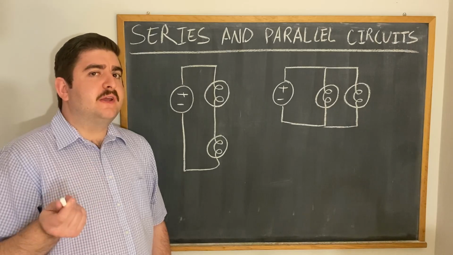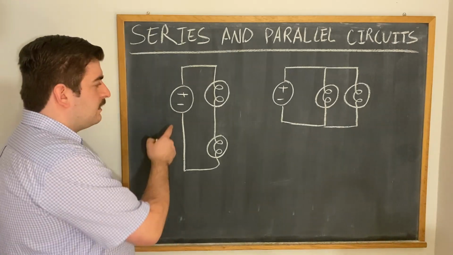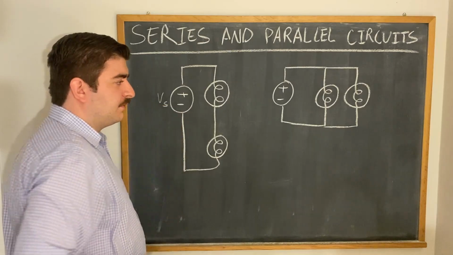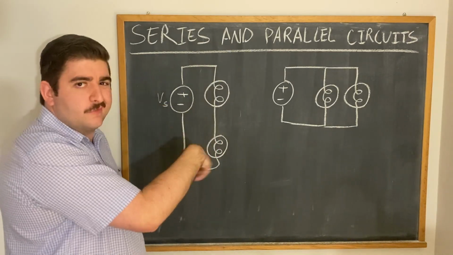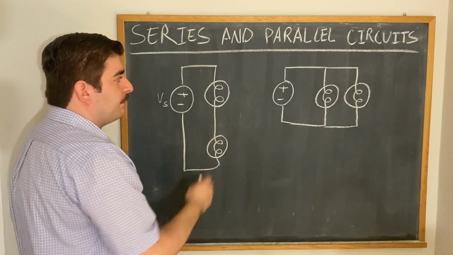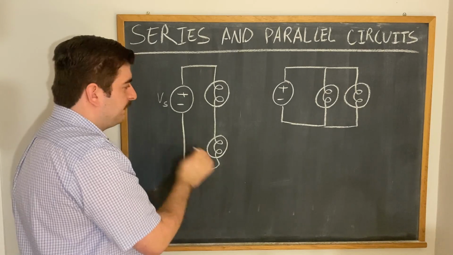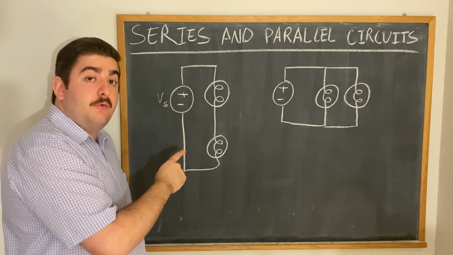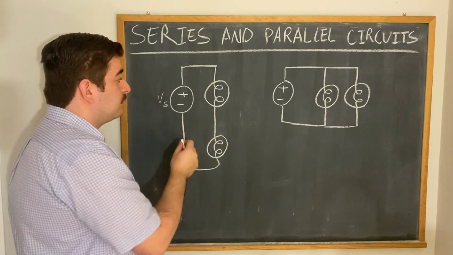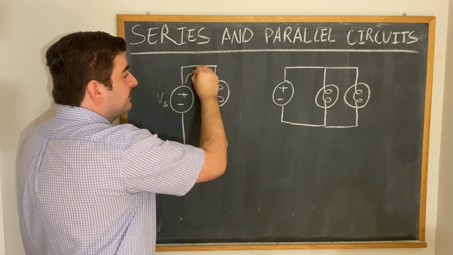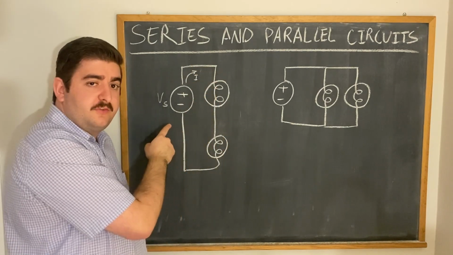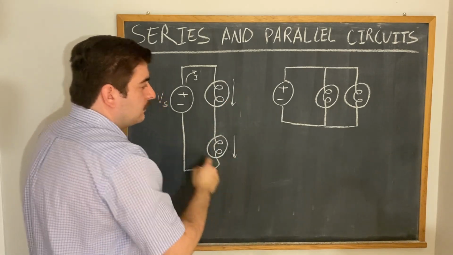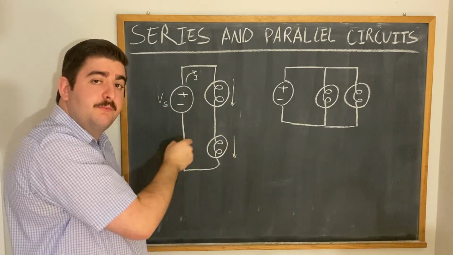A couple things we can notice about these circuits. In this circuit, we have some voltage at the source, and we don't really know what the voltages are in the circuit, but we know across the two, we have this source voltage, but that's not really helpful. Although because it is a series circuit, we know whatever current the source is providing is the current going all the way through the loop and through both of the lights.